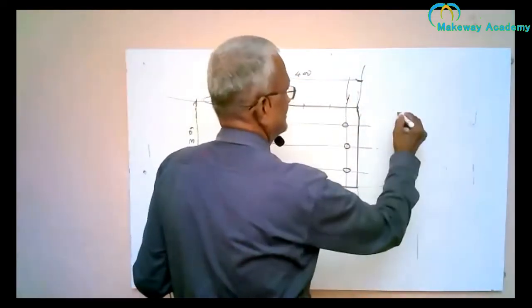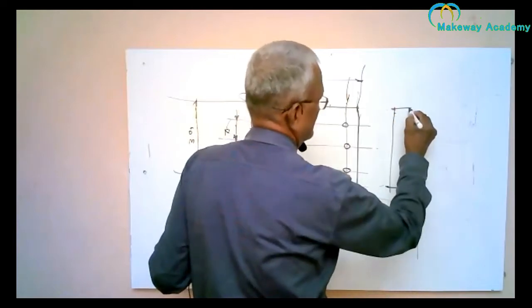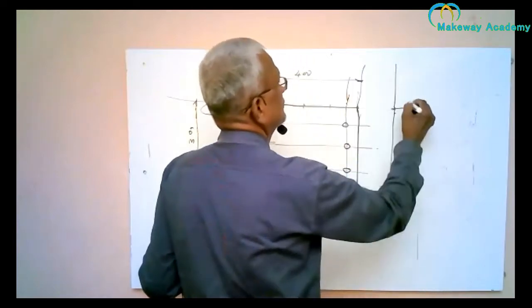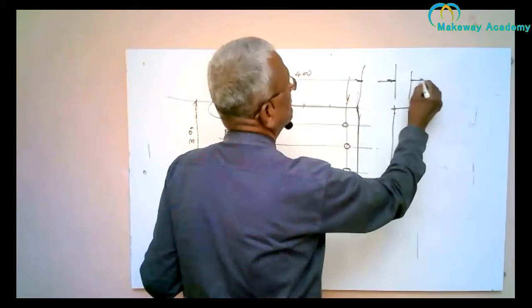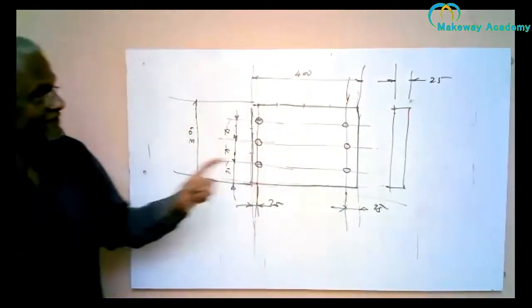What is the thickness? Thickness is, I draw the side. Thickness is 25. So this is the top plate.